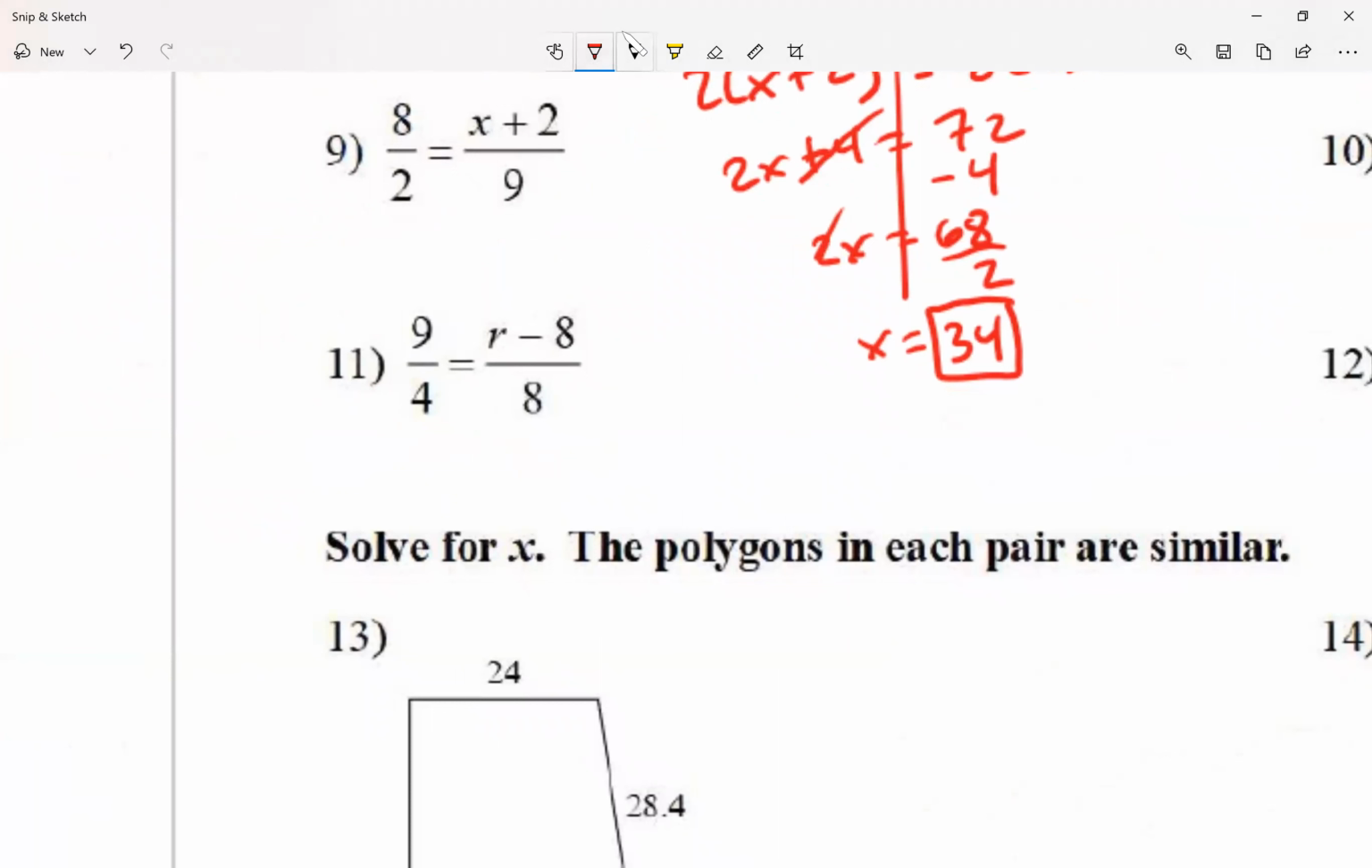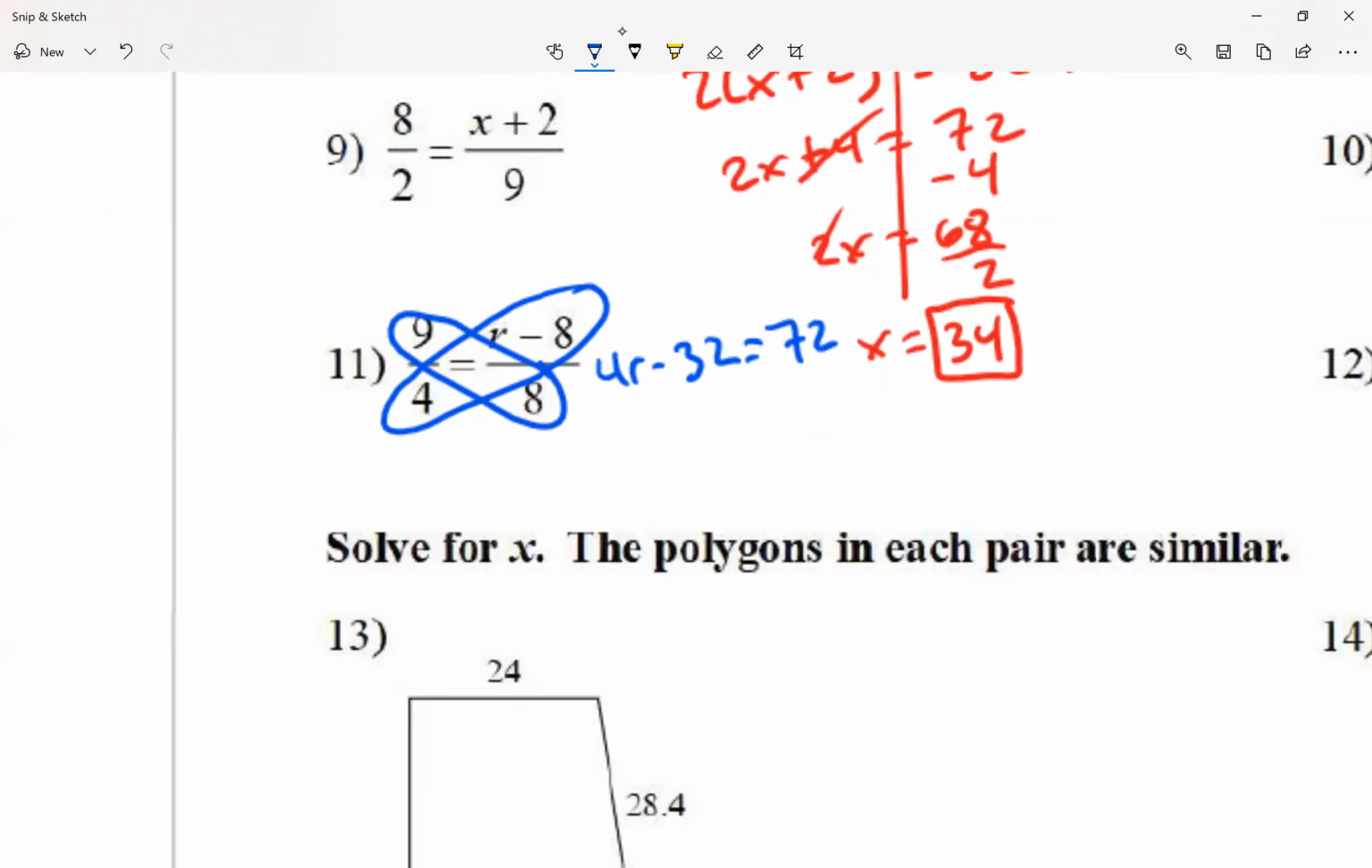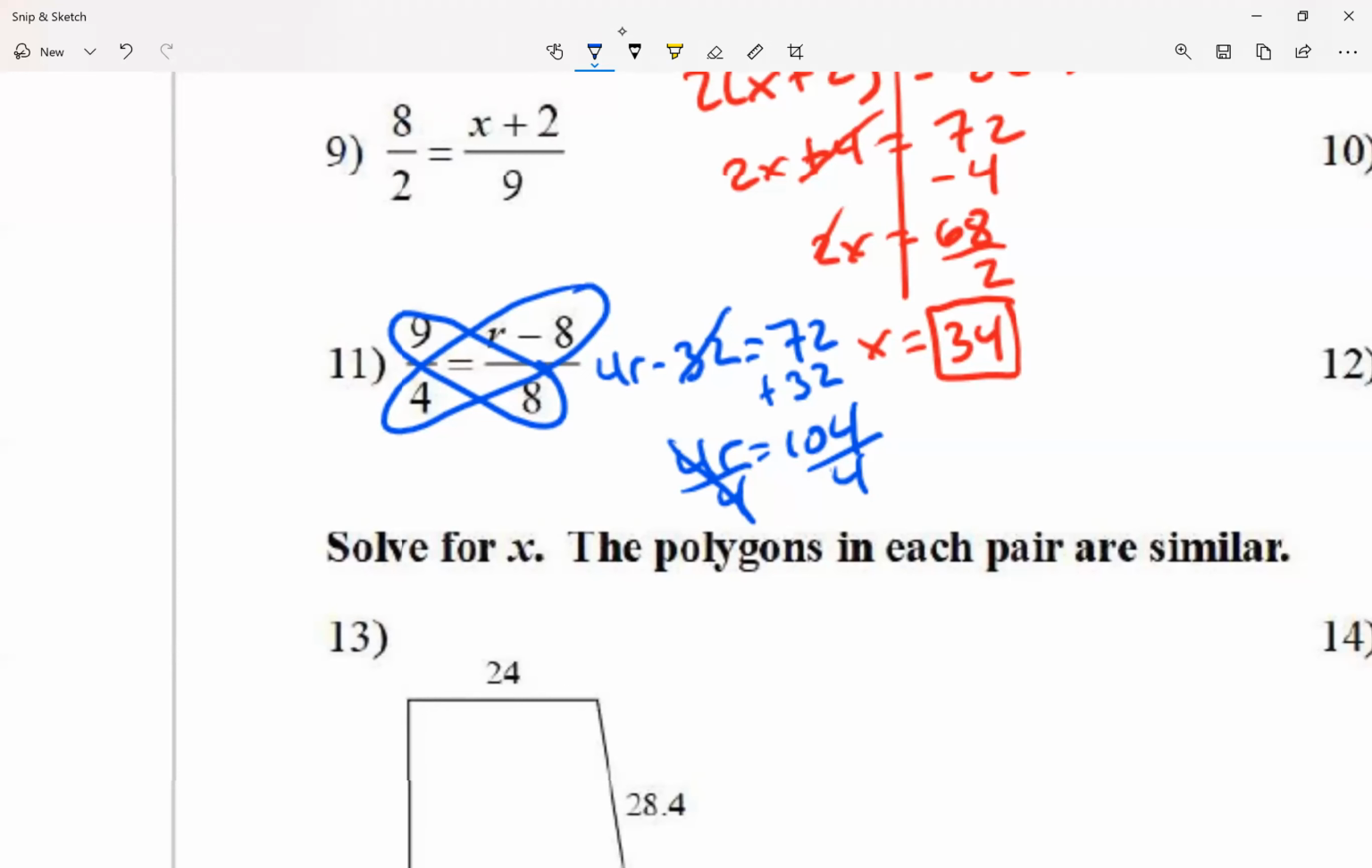We change to blue so we don't get confused with number 9. For number 11, let me cross multiply here. So that gives me that 4r minus 32 equals, remember 4 times r, 4 times 8, that's where I got 4r minus 32 equals 72. The minus 32, let me move it over as a plus 32. So I have that 4r is equal to 104. Let me divide both sides by 4, right? I cancel the 4, but I write it on the other side as a divide. So I get that r is equal to 26. Nice.